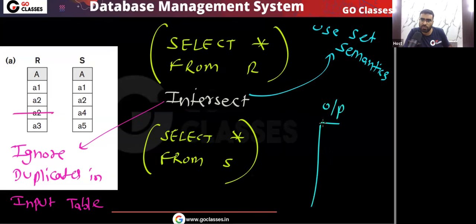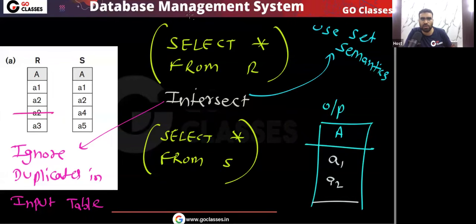So the output will be very simple. Just do the intersection. So that will be A1, A2. That's it. So there will be only two tuples. The output will have only two tuples. Is this clear? Simple, right?